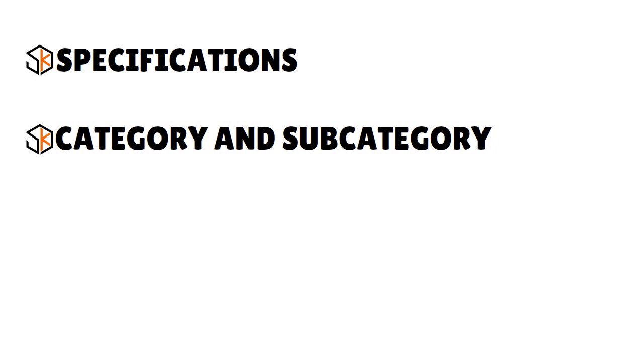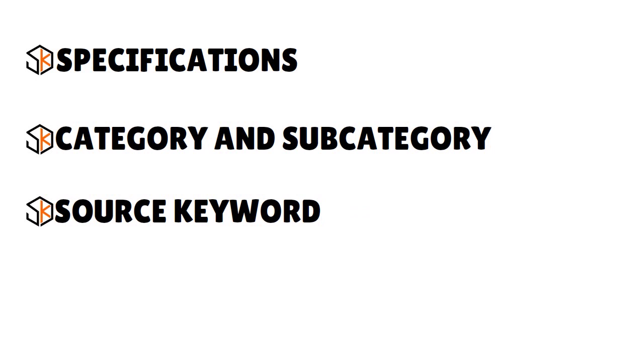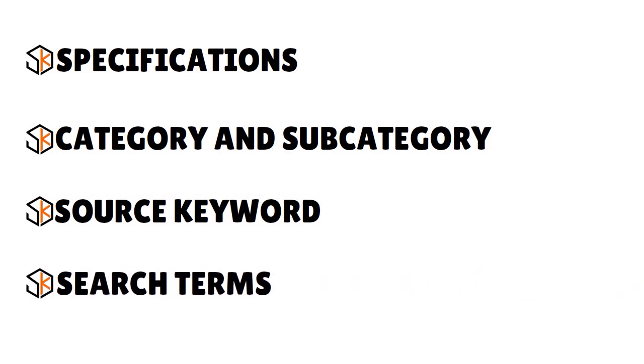So besides specifications, category and subcategory, you got to think about the source keyword. So the hidden factor is one of Amazon's hidden ways for determining the relevance of a listing to a given search. It's also another means that Amazon uses to track every single minute detail that the customers are spending when it comes to their activity on the platform. So you also have search terms.